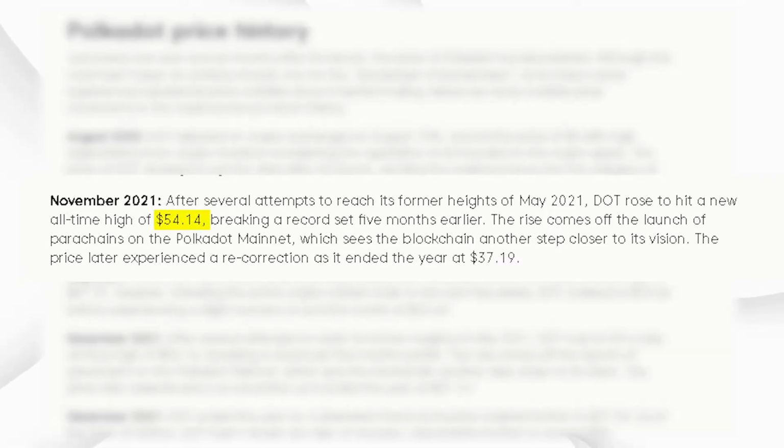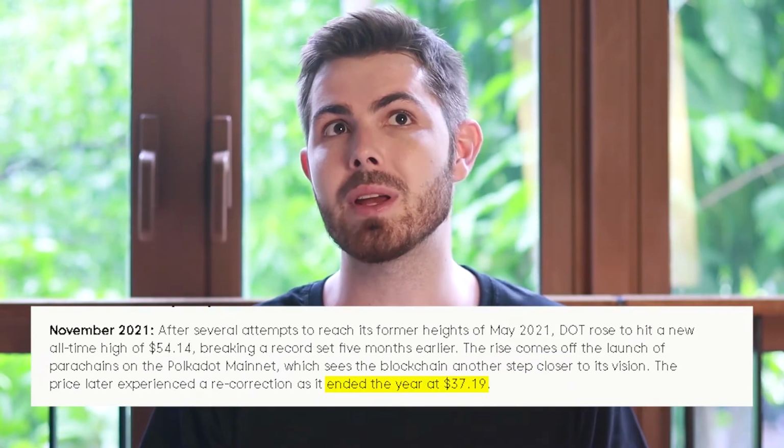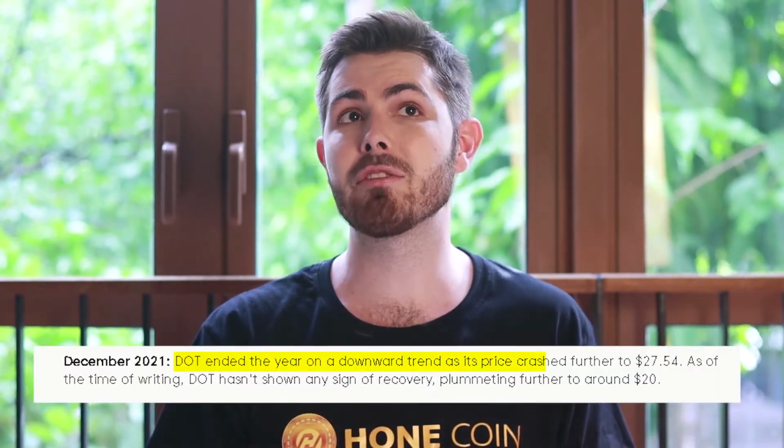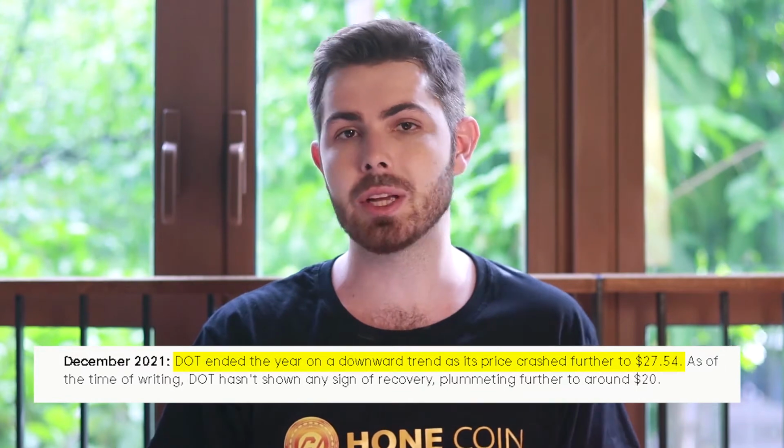a new all-time high of $54.14, shattering a 5-month-old record. The hike followed the introduction of parachains on the Polkadot mainnet, bringing the blockchain one step closer to reaching its full potential. Later in the year, the price was recorrected, and it closed the year at $37.19. Finally, in December 2021, DOT's price fell further to $27.54 as the year came to a close.